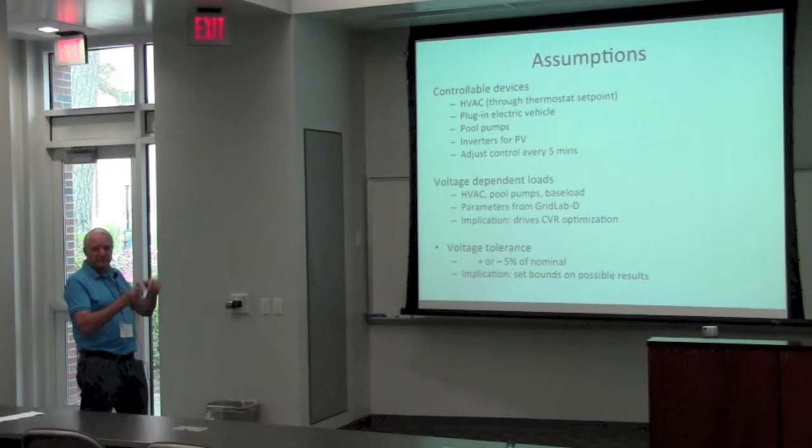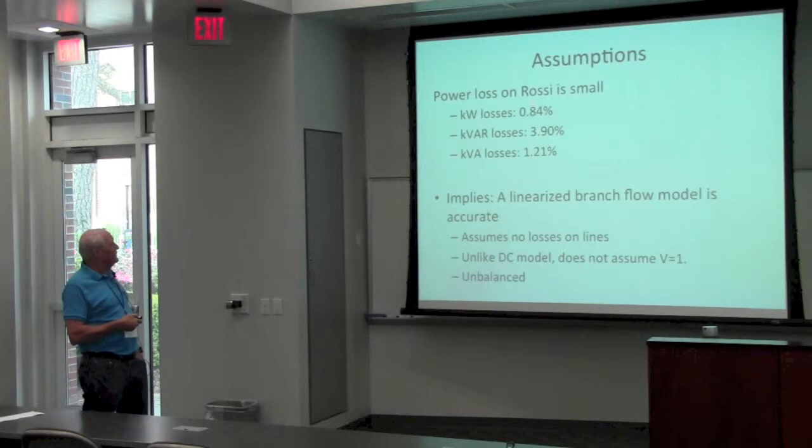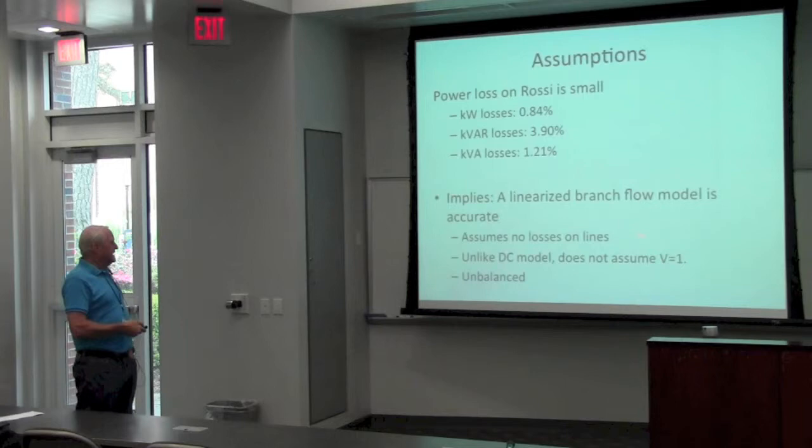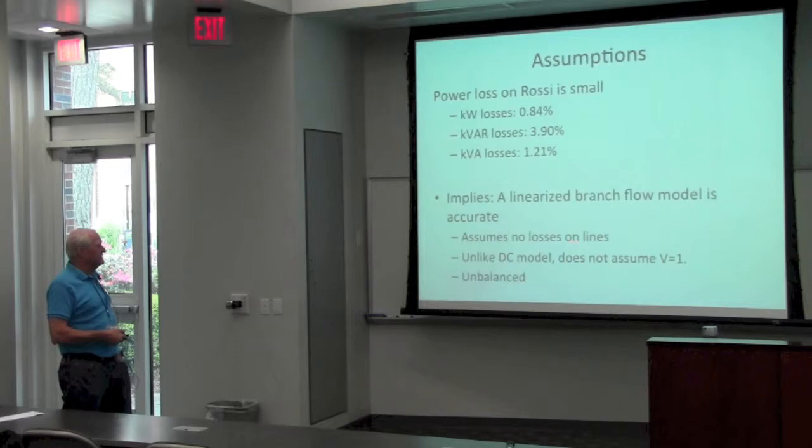Power loss on Rossi is very small, according to Southern Cal Edison. That means that we can use a kind of linearized branch model for the computation to replace Kirchhoff's laws. It's not a DC model. It doesn't assume constant voltage, and it's unbalanced. But it's a linear model as opposed to a nonlinear model of the power.